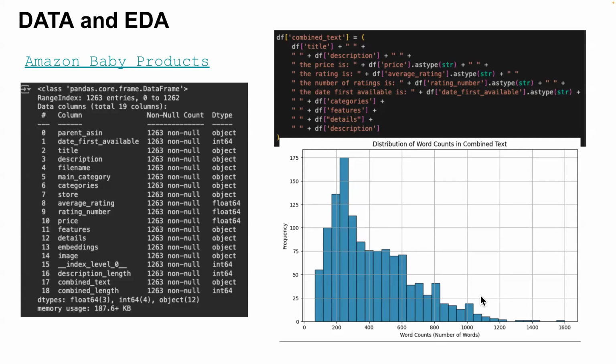You can see from this bar plot that most of the products have a combined text of about 100 to about 600 words. This bar graph is important for later helping us decide how we are going to chunk our text. Some teammates may use words to do the chunking, and I did it by characters. We will have detailed information later. Okay.